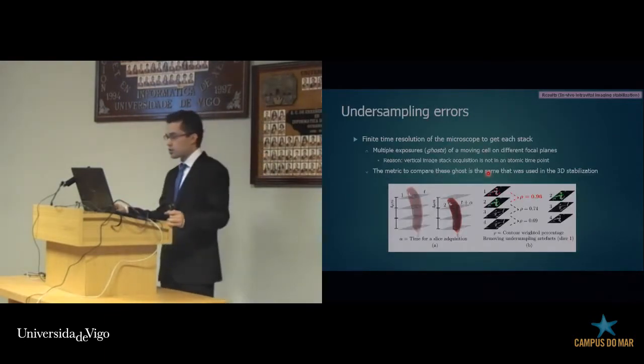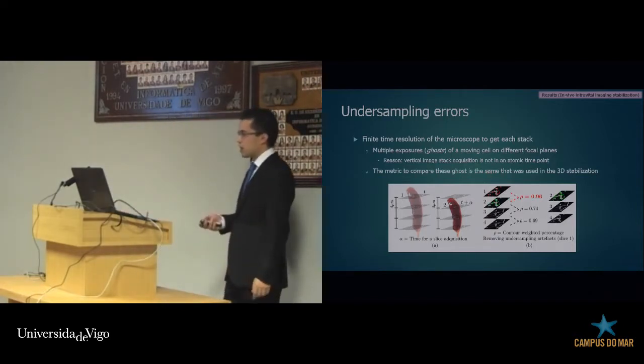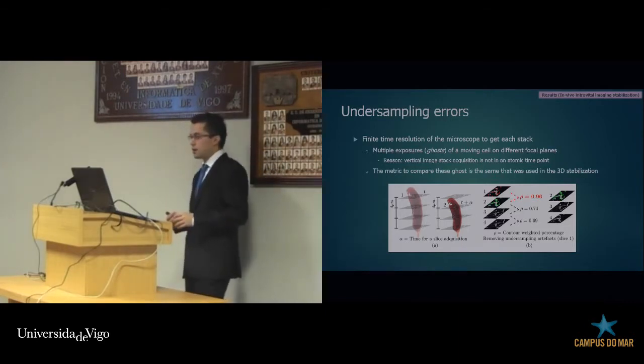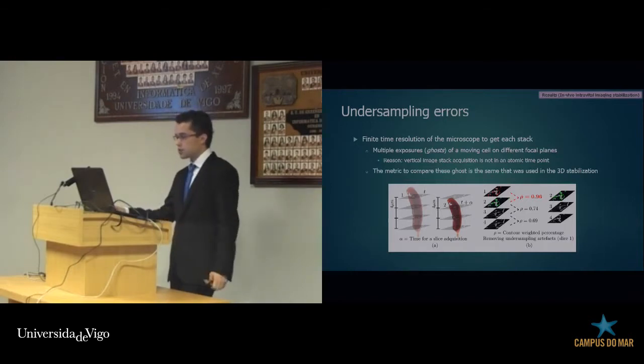The undersample errors are related to the things that we talked about before: all the images, all the slices that you obtain in a cycle, are not obtained in an atomic time. You need a lot of time to get the image. So, for example, this is an exaggerated example, but the time that the microscope needs to obtain the first slice is a time in which the tissue is moving a lot. And sometimes you are going to obtain the second slice with more or less the same information as in the first one.